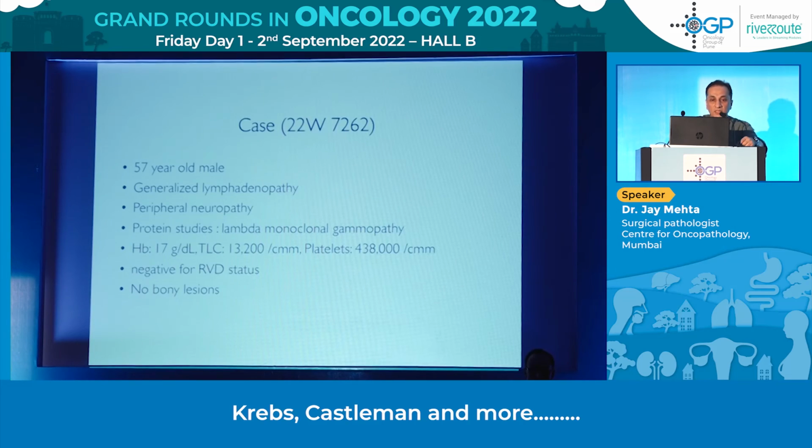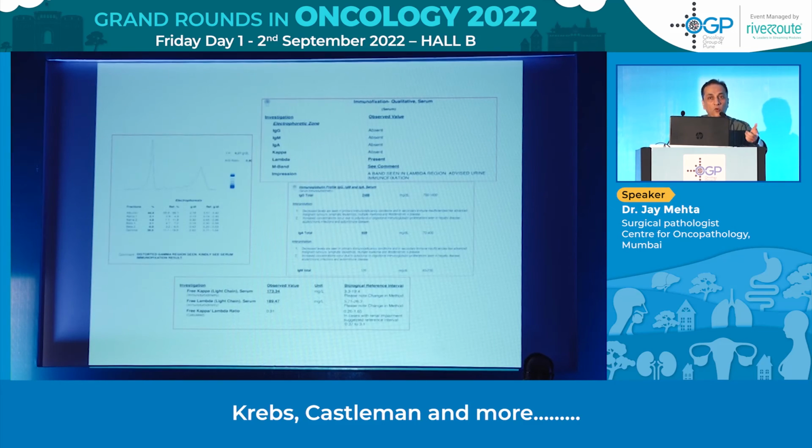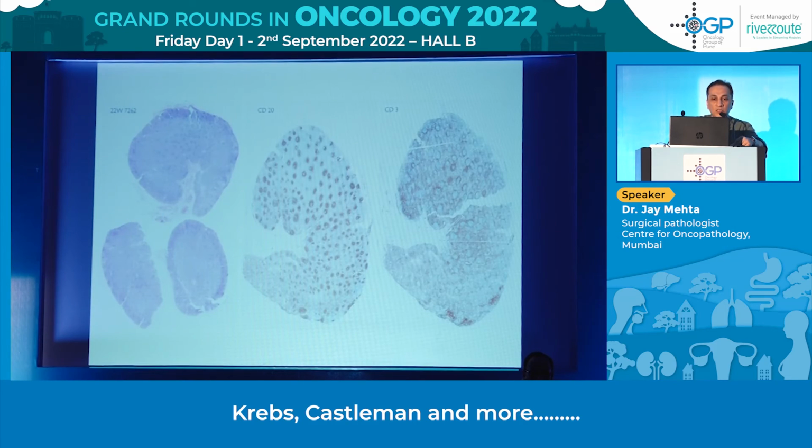So here's one quick case. This is a 59-year-old male, generalized lymph nodes. He had peripheral neuropathy and he had a lambda monoclonal gammopathy. He had no bony lesions and he was not HIV positive. No distinct M band, but immunofixation revealed a lambda light chain restriction, and free kappa and lambda showed free lambda light chain increase. So here's a lymph node.